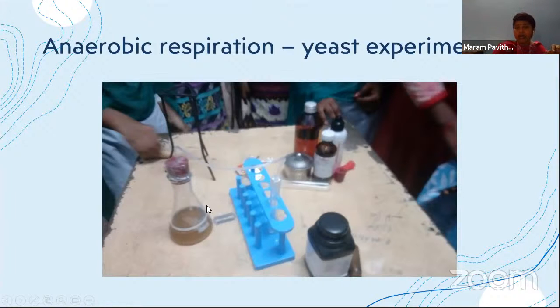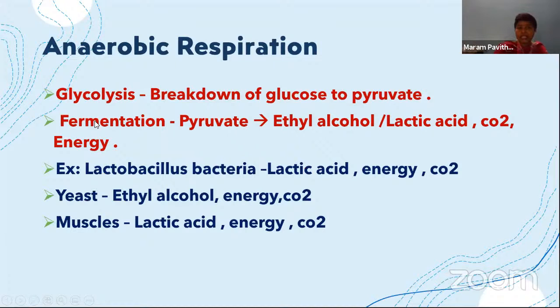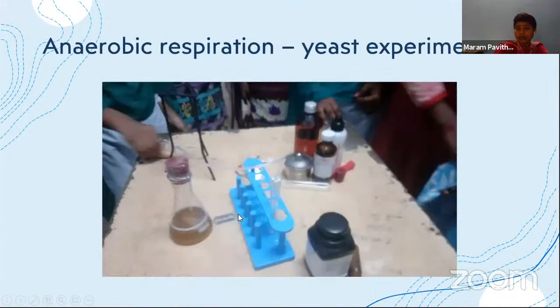That gas travels through this delivery tube and reaches the lime water. That carbon dioxide changes lime water into milky white. I told you in anaerobic respiration what happens: yeast changes glucose to ethyl alcohol, energy and carbon dioxide. Those are the products produced in this process. And we sense the heat also inside this conical flask. You can do this experiment at your school also.